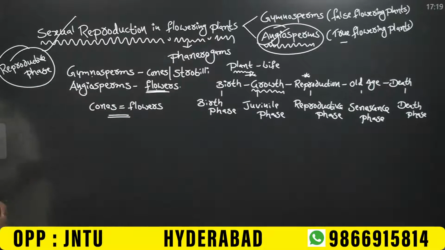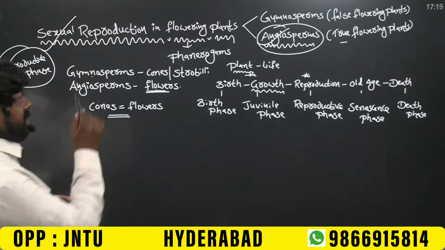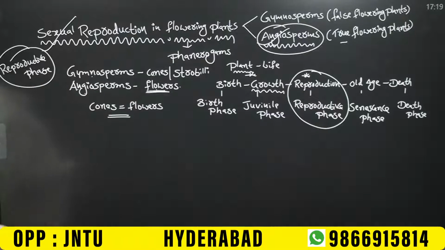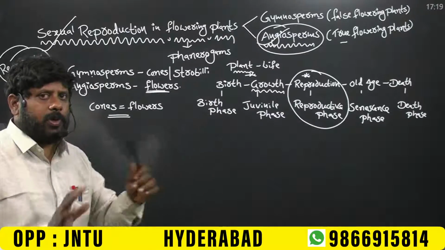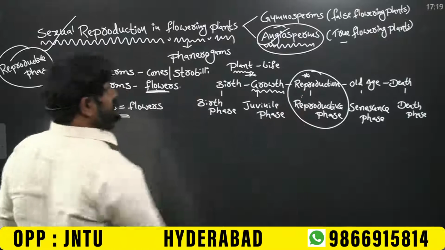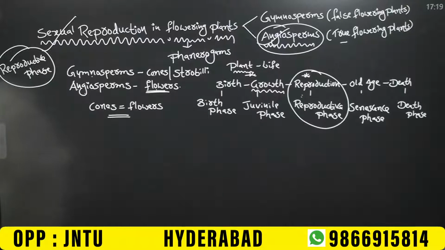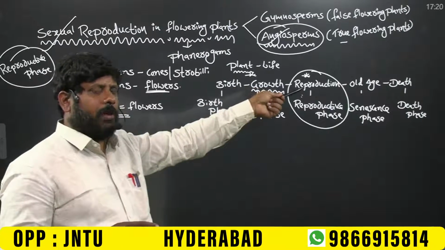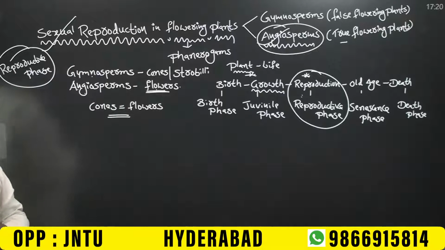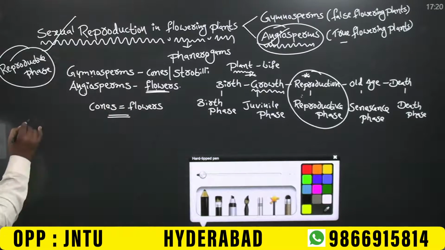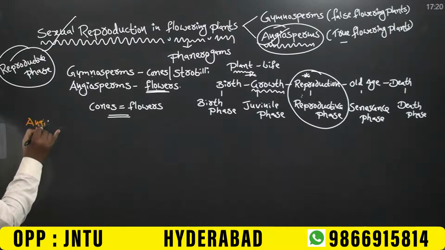So what is our lesson name? Sexual reproduction in flowering plants. This lesson comes under the reproductive phase only. Before the reproductive phase and after the reproductive phase, we are not explaining here. This complete lesson we are explaining under the reproductive phase only. In the reproductive phase, what phenomenon takes place? The reproduction phenomenon takes place. See, for example, take one angiospermic plant.